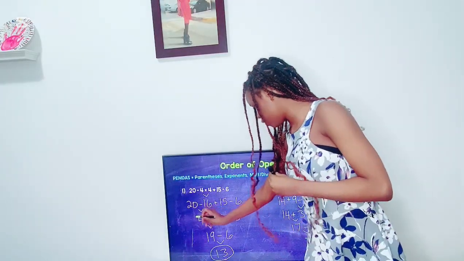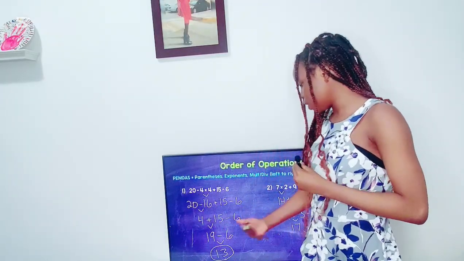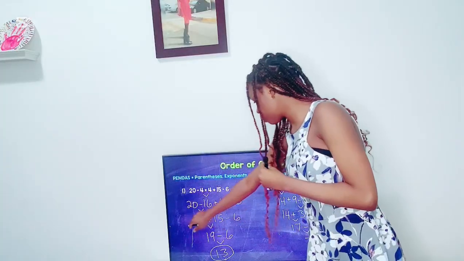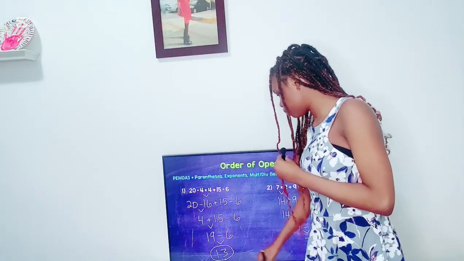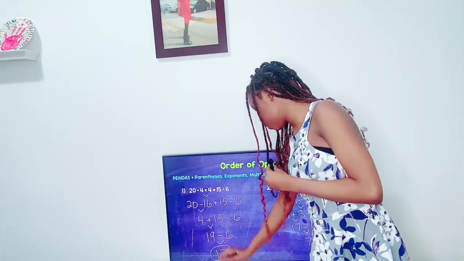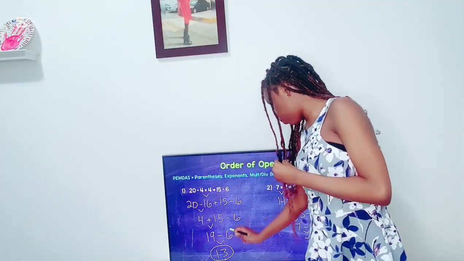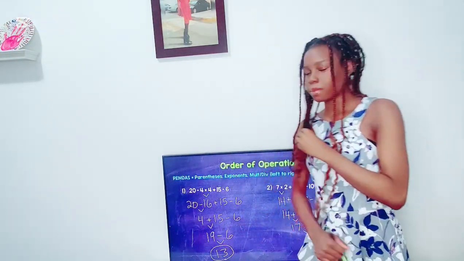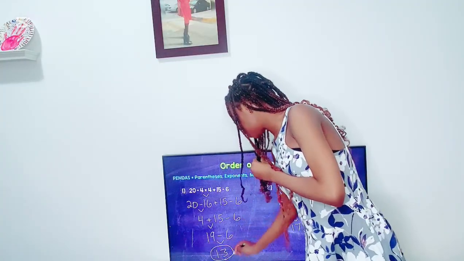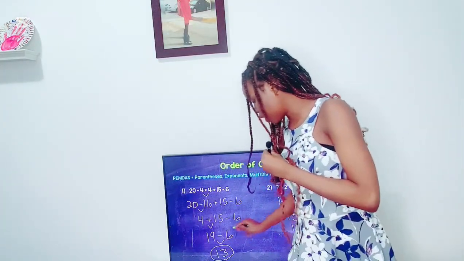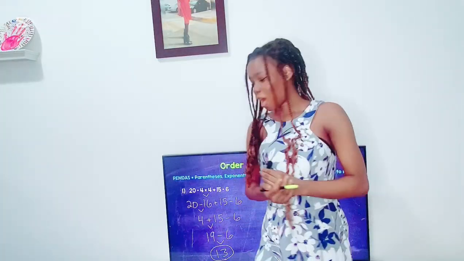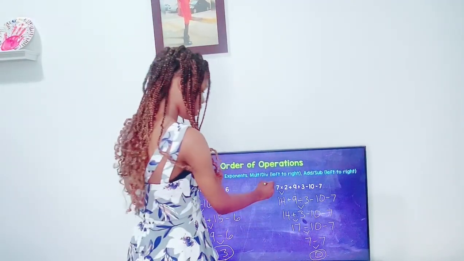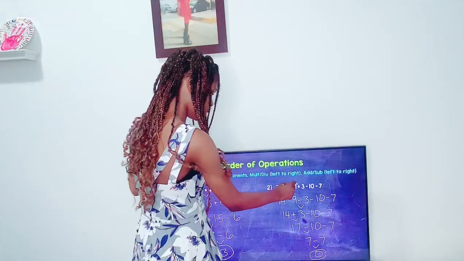Now we have 4 plus 15 minus 6. Again, we have an addition and a subtraction. Since we have both of them, we work from left to right. So 4 plus 15 will give us 19. Now we bring down our 6. So we have 19 minus 6, which will give us 13, and that is our final answer, because we don't have any other ones to solve. I hope you guys understood that. Hope that was clear.